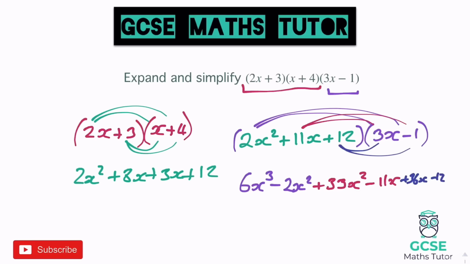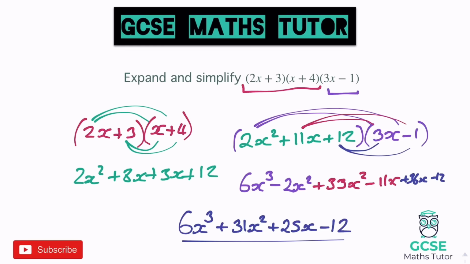We've got the 6x cubed at the start. We've got negative 2x squared add 33x squared, so negative 2 add 33 is 31, so plus 31x squared. Negative 11 add 36 is 25, so 25x, and then the minus 12 at the end. And then just go back, double check, make sure you've added up the pieces correctly, just to make sure that you don't make any mistakes on that final part there.